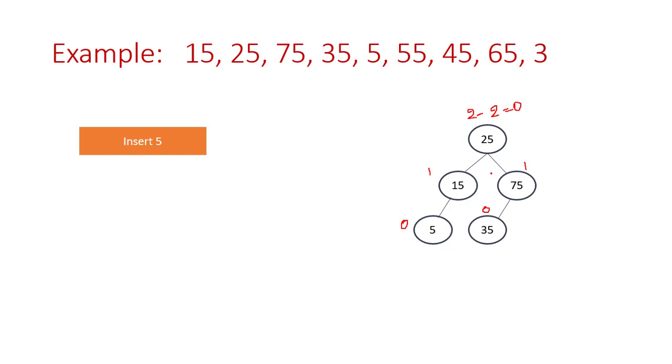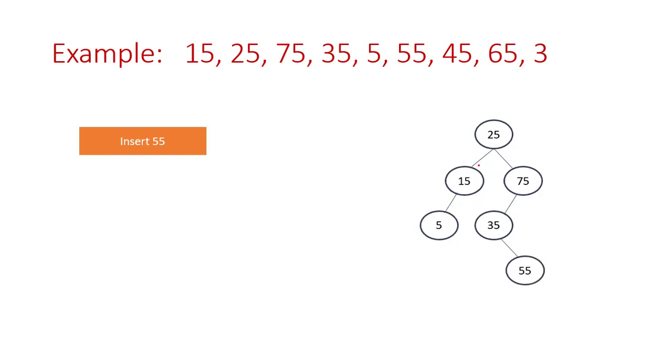So why? Because the height of the right subtree is 1 edge and 2 edges. From the 35 we have to calculate, and from 5, 1 edge and 2 edges. So the balance factor is 2 minus 2, that is 0. So all the balance factors are acceptable. So we can go to the insertion of next element, that is 55. So it is inserted as a right child of 35. Now check the balance factor of all the nodes.